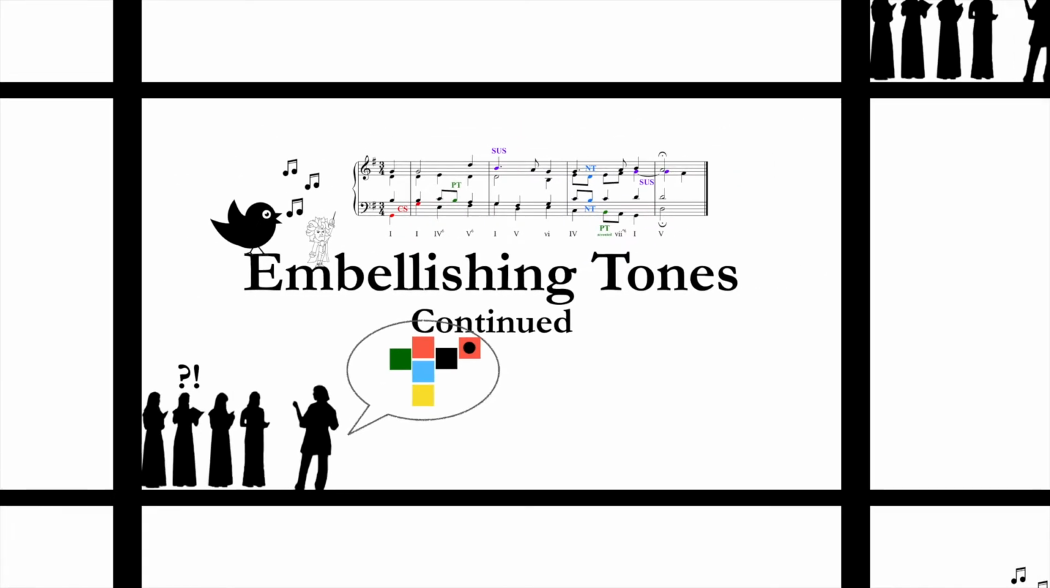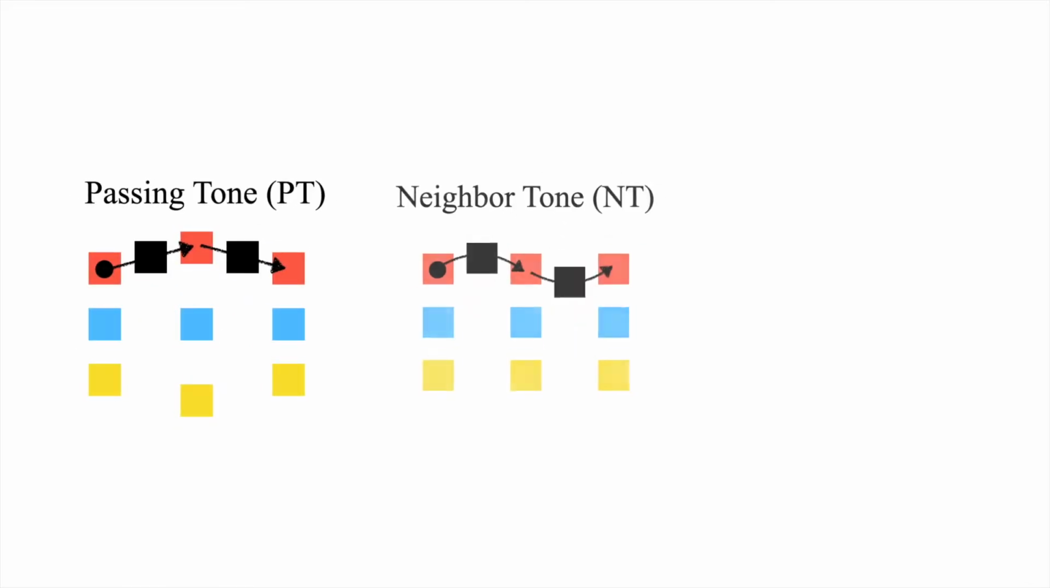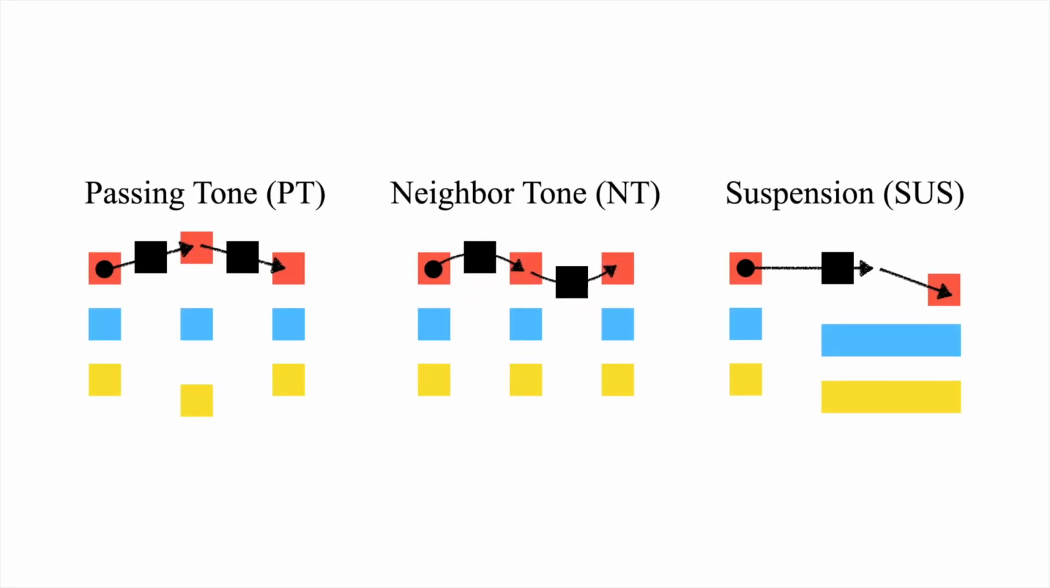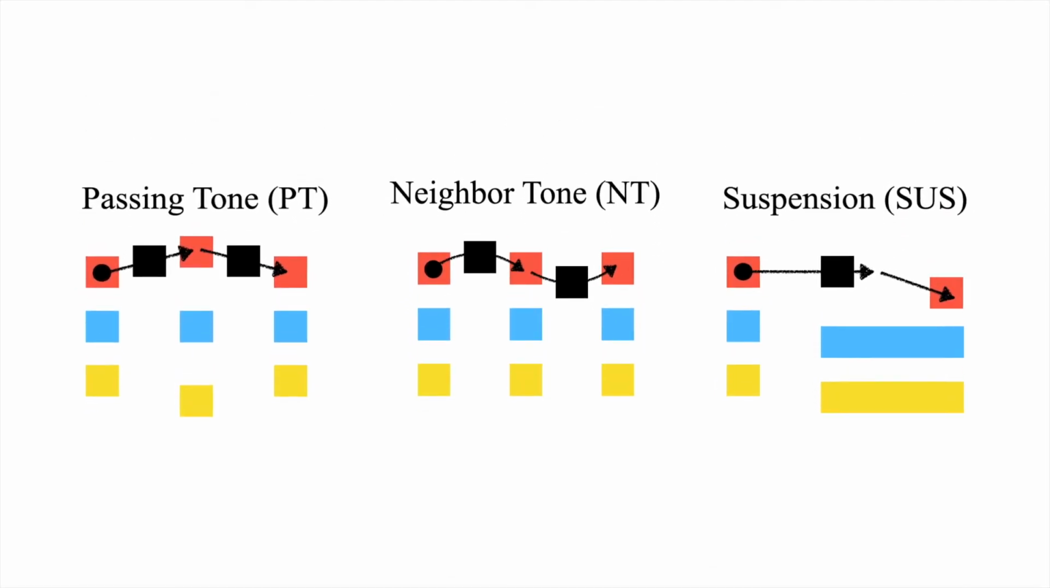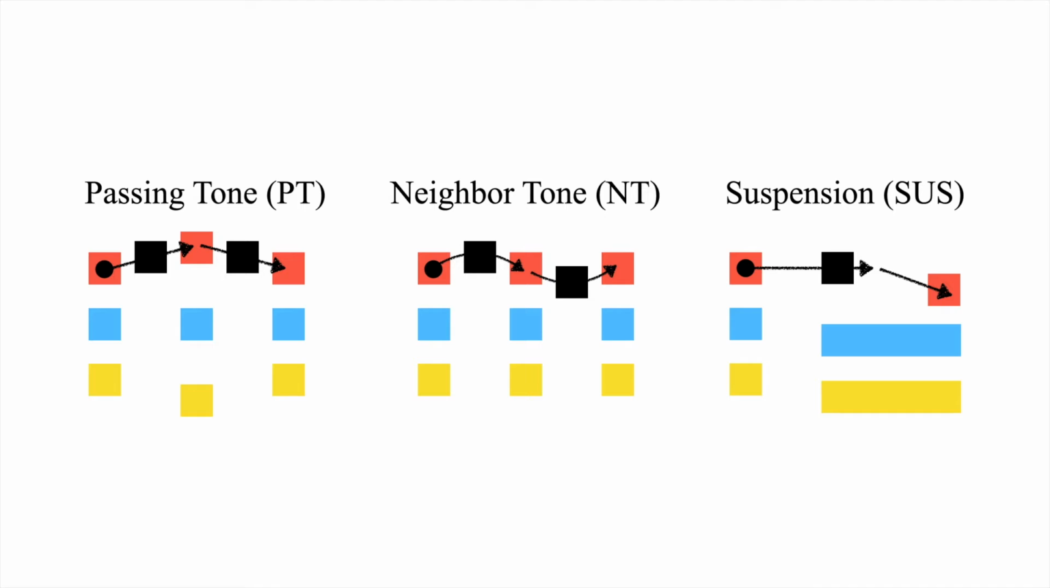Passing notes and neighbor notes both arrive and leave by step, and suspensions are tied over and then resolved by step, usually downward in classical tonal harmony. Thus, the voice leading of these embellishing notes is simple, straightforward, smoothly integrating the non-chord tone into the texture.